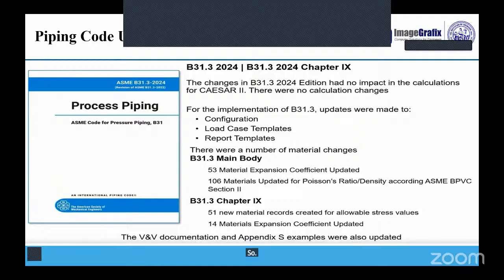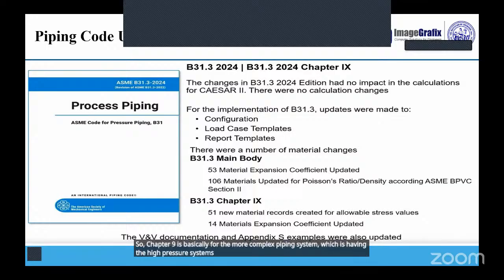So we know that 31.3 has two parts, one is 31.3 and one is Chapter 9. Chapter 9 is basically for the more complex piping systems, which have high pressure systems. Okay, so that has also been updated.